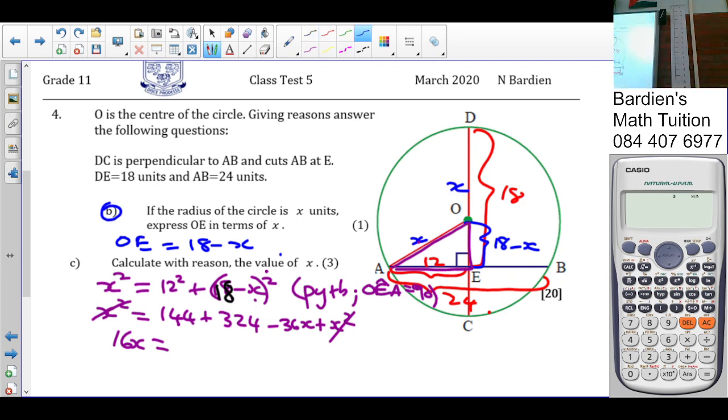Okay. So it's going to be 36x. What is 144 plus 324? It is 468. Is that correct? So x works out to be 13. Okay.